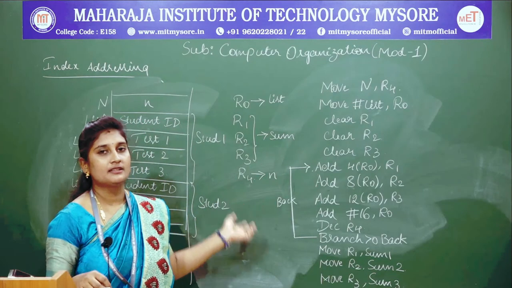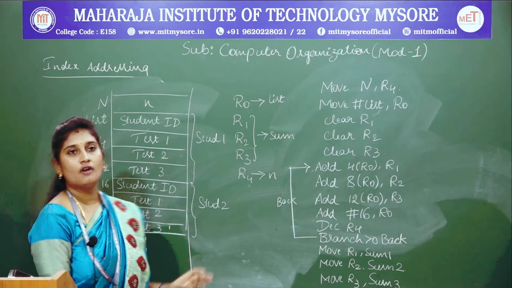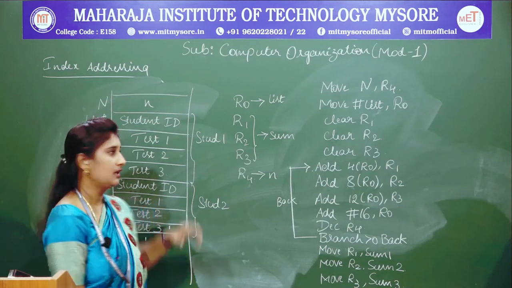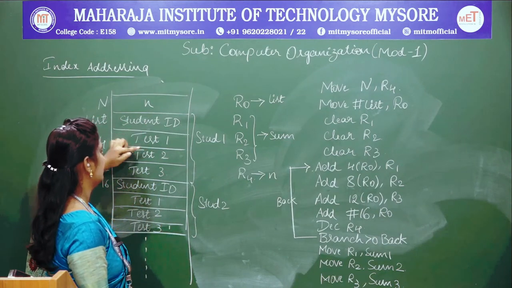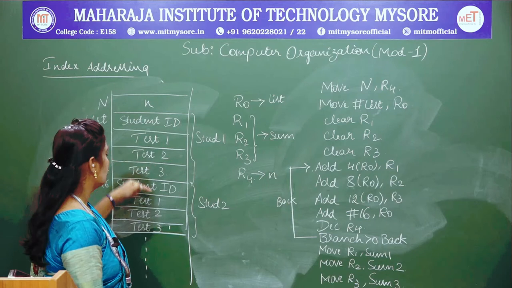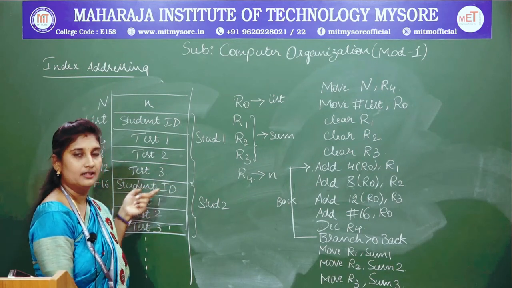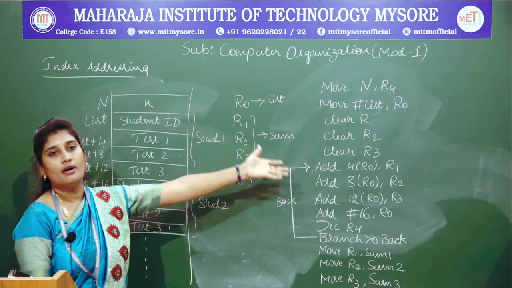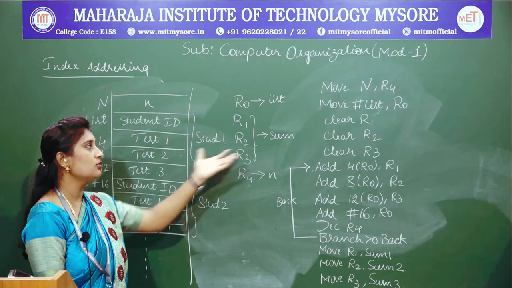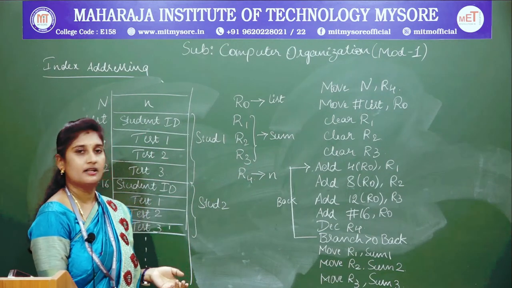Here is a simple example to compute the sum of the test scores of a student in all the tests. Consider a memory mapping of student ID, test 1, test 2, test 3. Next comes the second student, again with student ID, test 1, test 2, test 3. So how will this memory mapping work with a simple program using your index addressing mode?